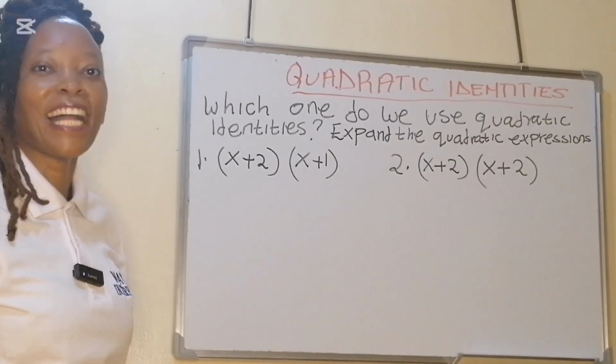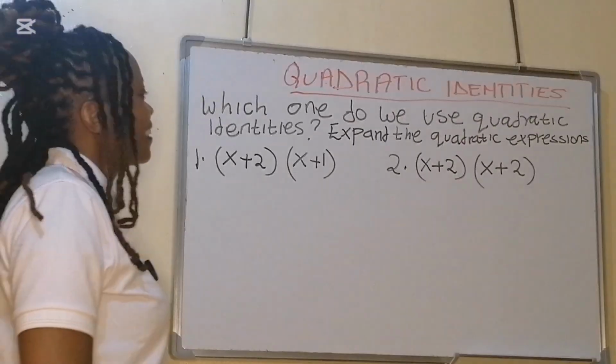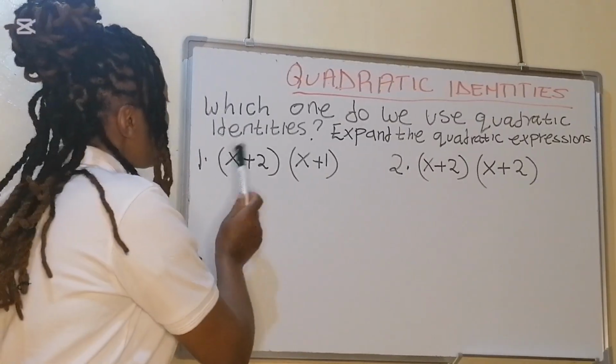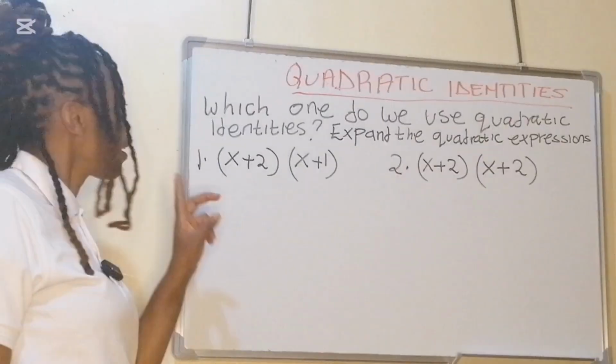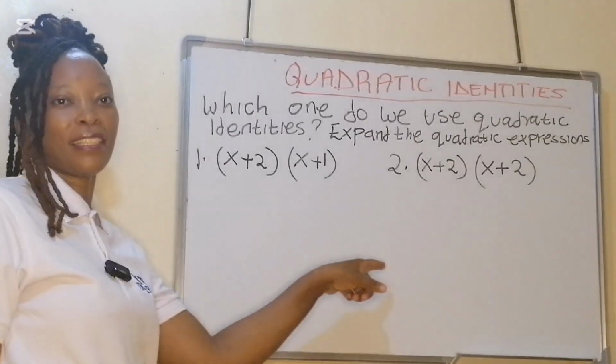Still on quadratic identities. We have two quadratic expressions, the first one and the second one.